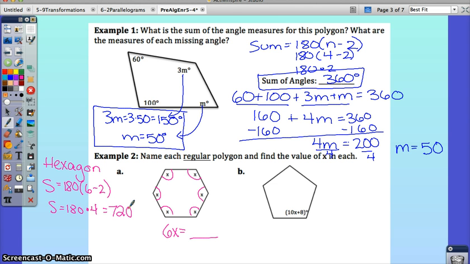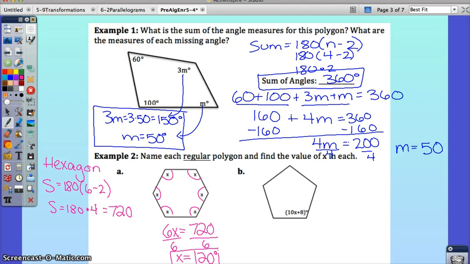Now you can take that and plug it into your equation over here. Since you have 6 angles with a measure of x, 6x equals 720. Now you just divide on both sides, and what do you find for x? X here is 120 degrees. Let's look at the next one.